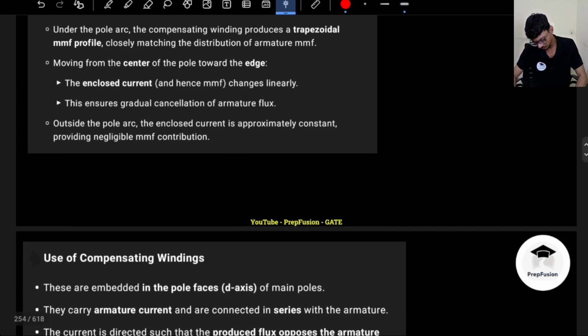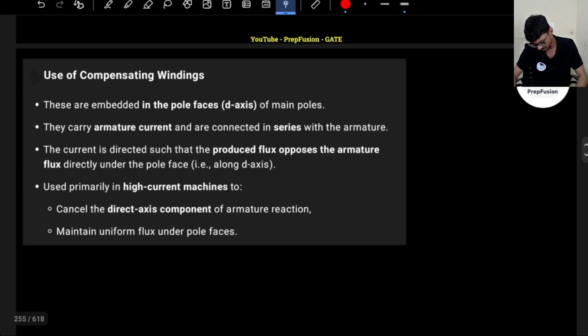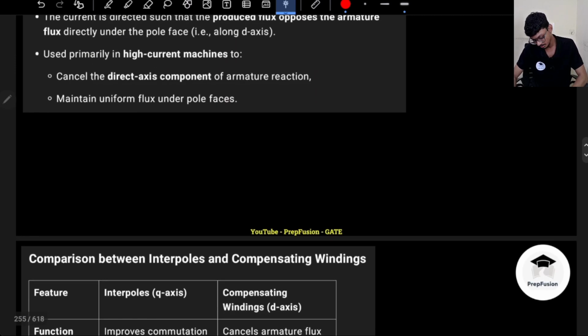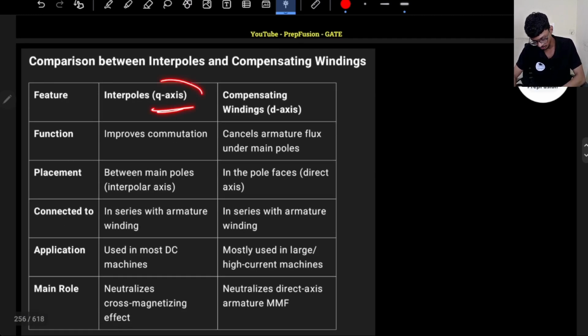So, now the same thing is written over here: the compensating windings are embedded in the pole faces. They carry armature current. Current is directed such that it will oppose the flux. They will cancel the direct axis component of the armature reaction. Q axis is already cancelled by the interpoles. So interpoles are used for the Q axis, compensating windings are used for the D axis.